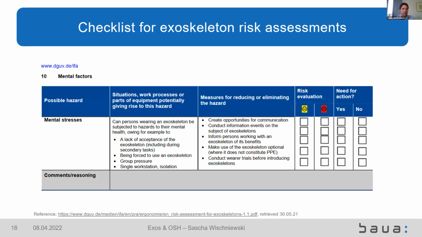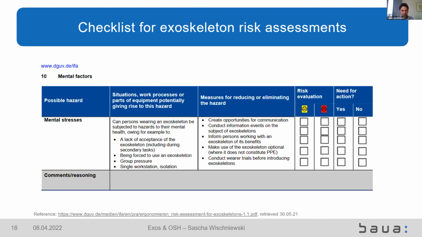You have the possible hazards on the left side, and also here linked to the former presentations, for example, you have the aspect of mental stress. If you use that in your company, there might be a lack of acceptance. We also heard that in the presentations already. It might be difficult for the employees when they are forced to use the exoskeleton. There might be group pressure. And then you can see what the possible measures are. You can do a risk evaluation, and then see, is there a need for action? We have that in this document. I think there are 12 categories of different hazards.